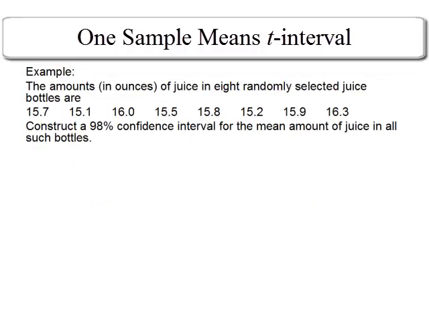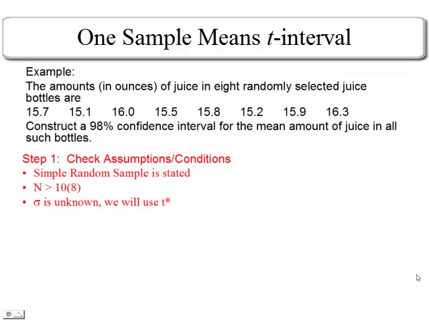Our next example: the amount in ounces of juice in 8 randomly selected juice bottles are the following. Construct a 98% confidence interval for the mean amount of juice in all such bottles. Step 1, check our assumptions. Simple random sample is stated. Population size is greater than 10 times 8. We can safely state that. Sigma is unknown, so we'll use T star.